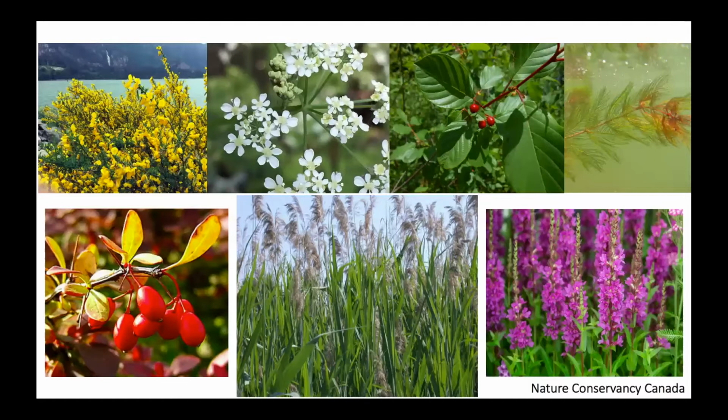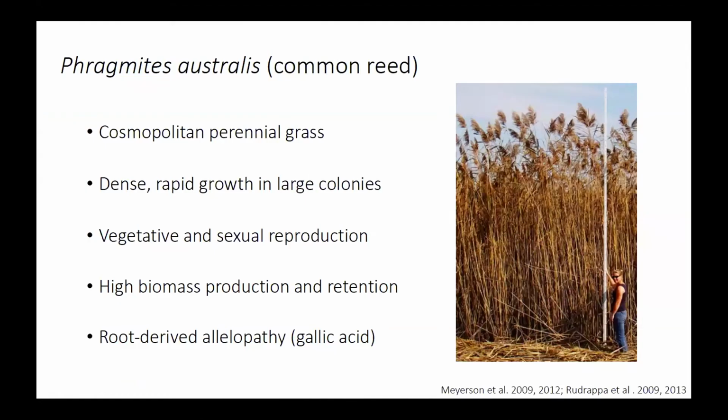Among the list of Canada's most invasive species, we found the common reed Phragmites Australis colonizing wetland ecosystems. Phragmites Australis is a cosmopolitan perennial grass that grows very tall, forming large and dense colonies. Research into its ecology has revealed that it exhibits many characteristics of a successful invader, like the combination of sexual and vegetative reproduction, high biomass production and retention, and root-derived allelopathy that inhibits the growth of neighboring competing plant species.